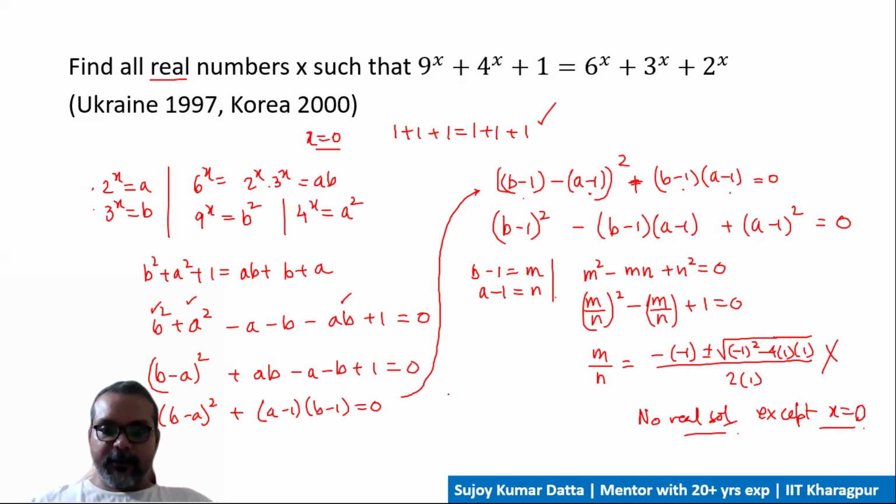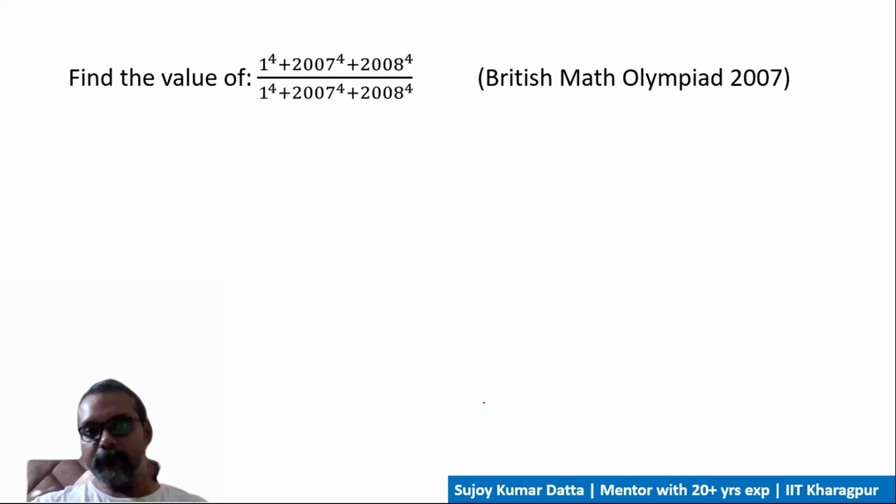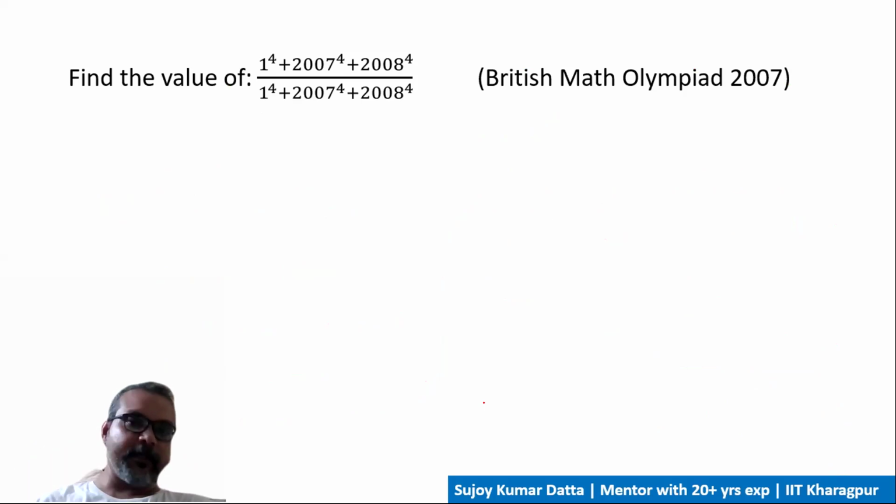All right, let's go to the next question. We need to find the value of this. So you can clearly see, first of all, that this is basically the sum of these two. So there is a small typing mistake. This would be squared.